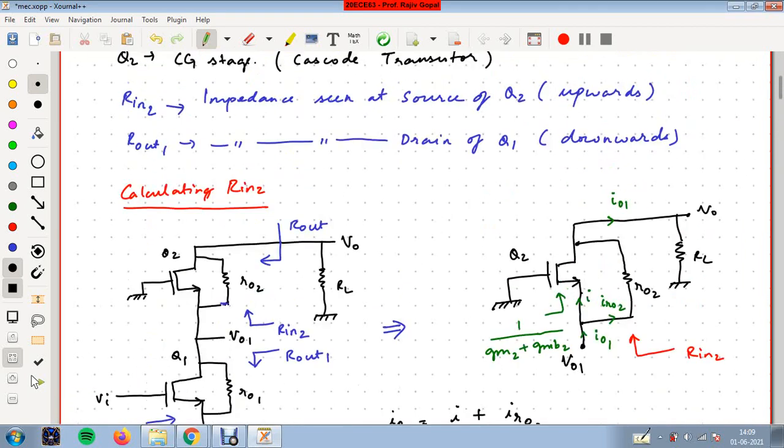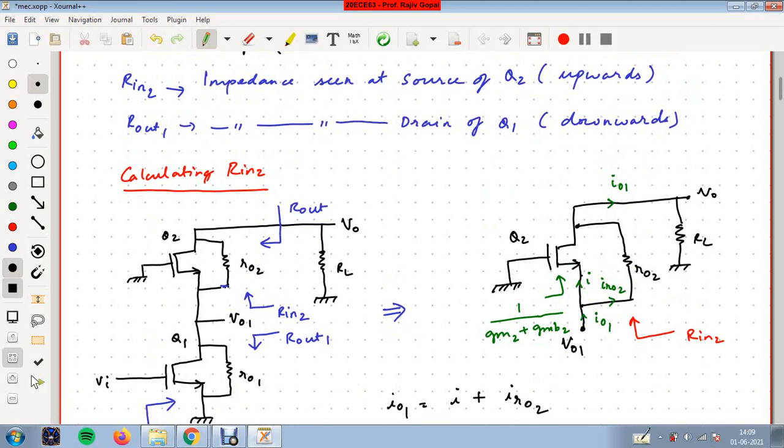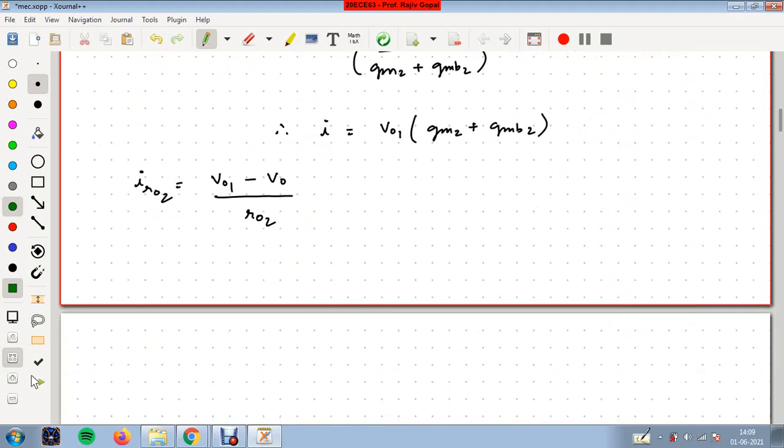Look here, the current is flowing this way, so we take (V01 - V0) divided by R02. The current which is flowing is like this. This is IR02, so obviously it is (V01 - V0) divided by R02. That will give me IR02.